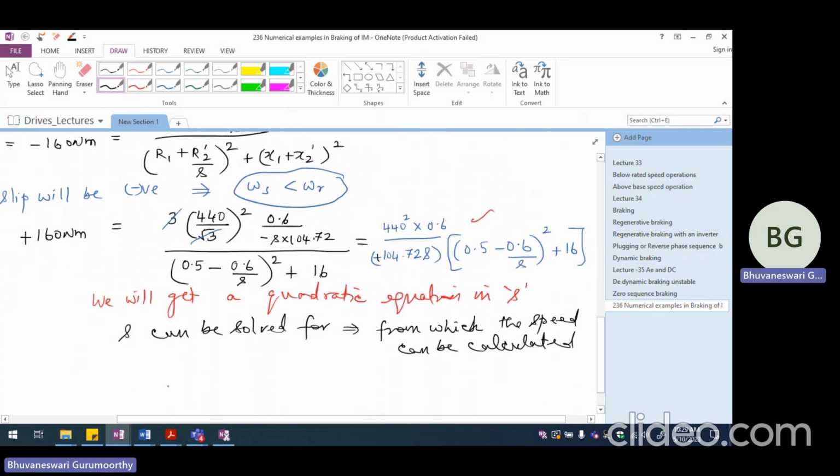So we are going to get 1 plus S multiplied by omega S. This is going to be the speed at which this 160 Newton meter torque can be held by the machine. So that essentially solves this particular numerical example.